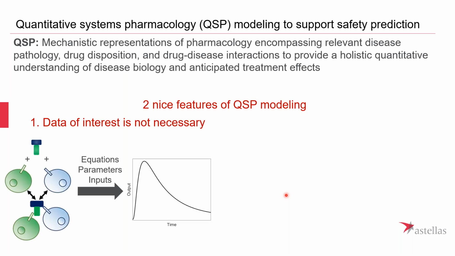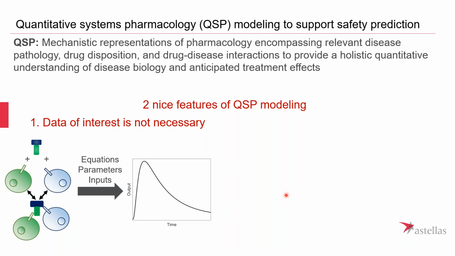Well, there are two nice features of QSP that I think are really good for meeting this goal. The first is that when you're talking about QSP modeling, you actually do not need to have the data of interest in order to build and use these models. This is an area that I'm not going to dive too deep into, but a lot of the time we're talking about models that are built on first principles. So you can build in equations, you can build in parameters, you can give inputs based on first principles of biology.